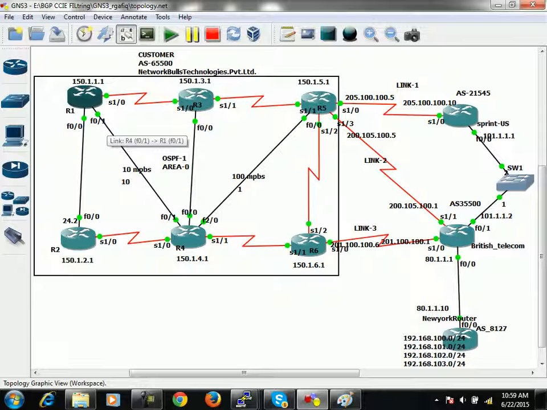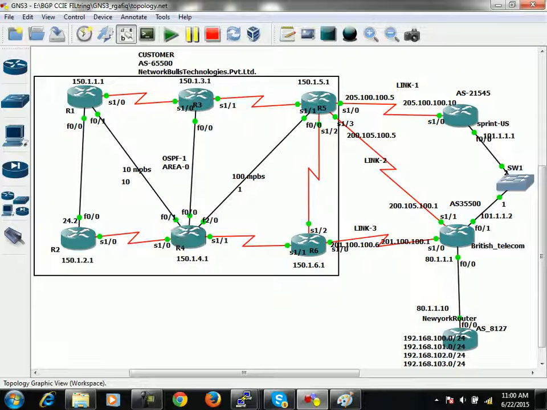Total cost will be 12 to reach R5. Because R1 can also reach the loopback of R5 via R3 as well as via R2, but the shortest path will be this. Because here you have Ethernet connections, whereas for serial interfaces the default cost is what? 64. That is why for R1 its best path to reach the loopback of R5 will always be via R4.